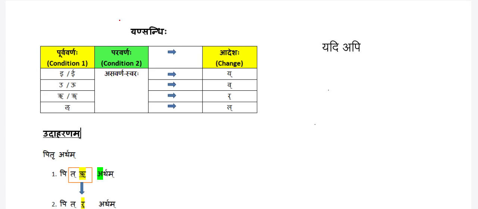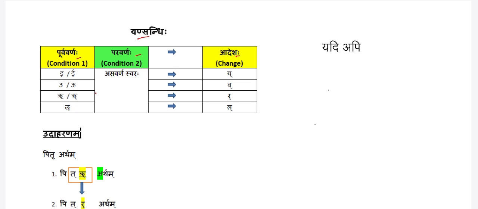So we are going to talk about N Sandhi. So this is a table which is going to be used for better understanding of N Sandhi. And we have this table, we have various columns. The first one is Purva Varnaha and second is Paravarnaha. And then we have this Adeshaha.